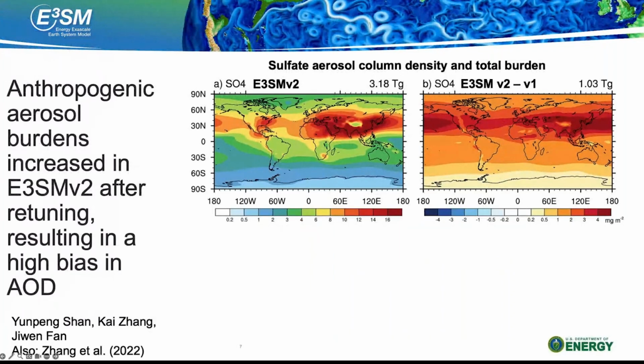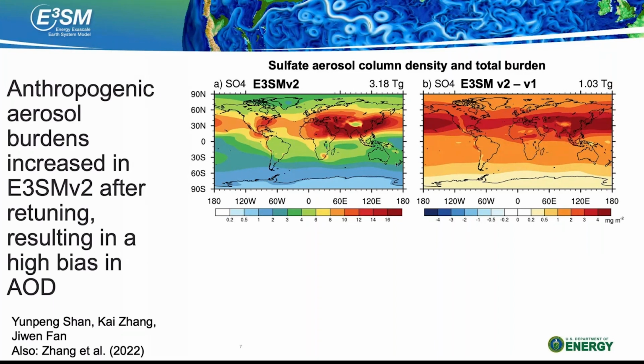Then another issue that we looked at, and that we knew actually going into this was a problem, was that we had an excessive aerosol burden. And so this is a slide showing that the sulfate aerosol, one of the key anthropogenic species, had increased significantly between V1 and V2. Kai has done some careful analysis to track this down to changes in the convection and turbulence tunings that impacted the aerosol burden, causing this change between those two particular model versions.